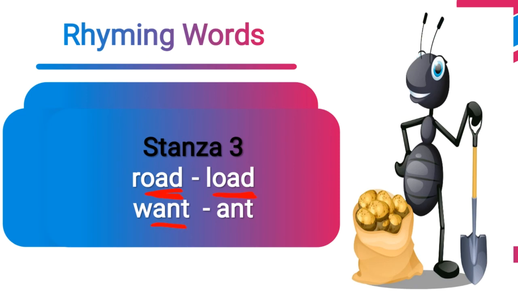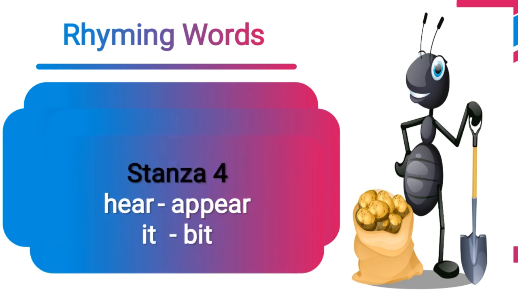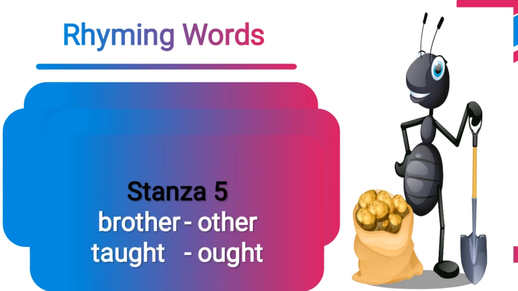Then want, ant, the same sound here. Okay children. Then stanza 4: here, appear, ear. It, bit. Then let's move on to stanza 5: brother, other. Then taught, ought. So children, you know what a rhyming word is, isn't it? The rhyming words have the same ending, same sound. Brother, other, taught, ought.